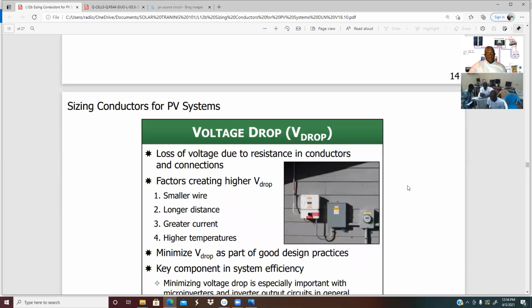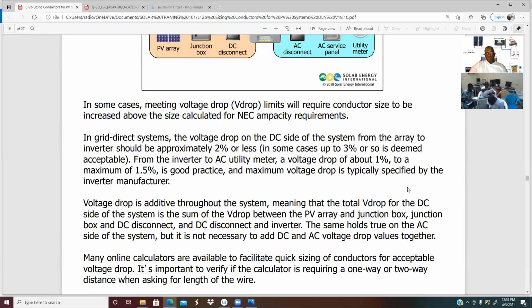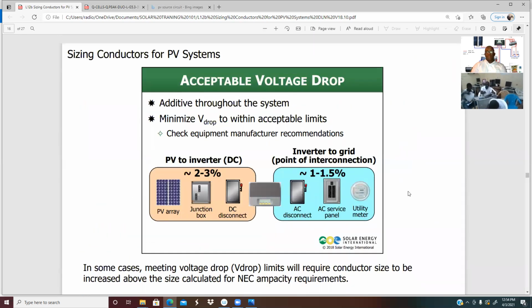So we are here, page number 16, acceptable voltage drop. Somebody else read this for me. At the 2016, maximum drop to any acceptable degree. Check equipment manufacturer recommendations. PV to inverter, DC. Inverter to grid point of interconnection.